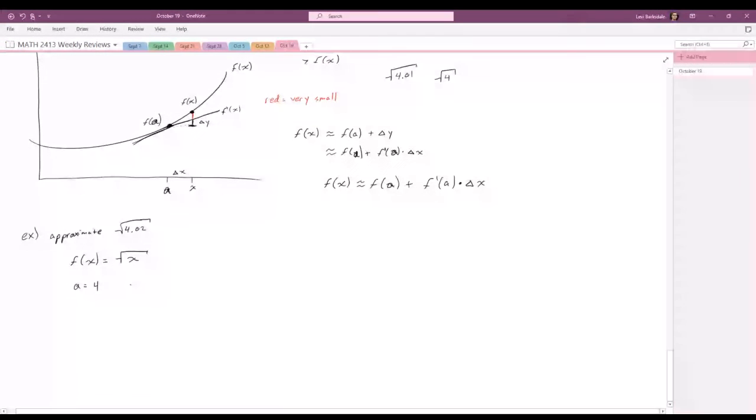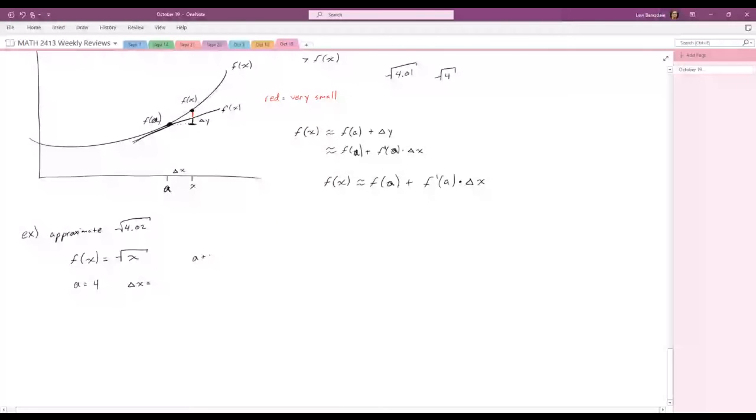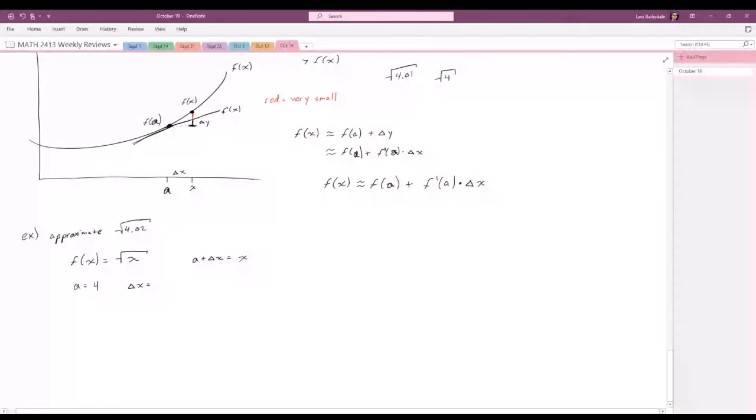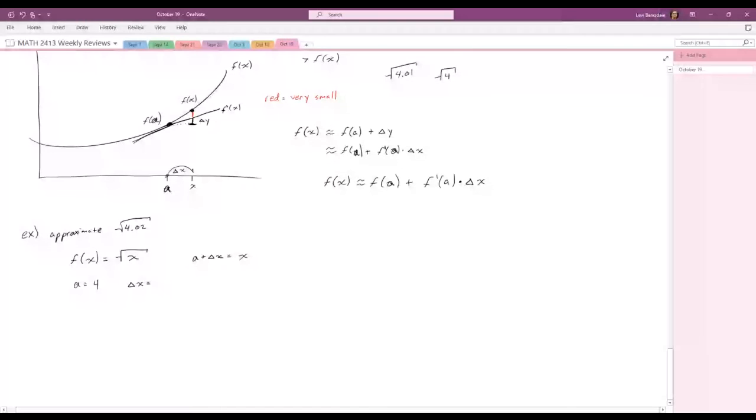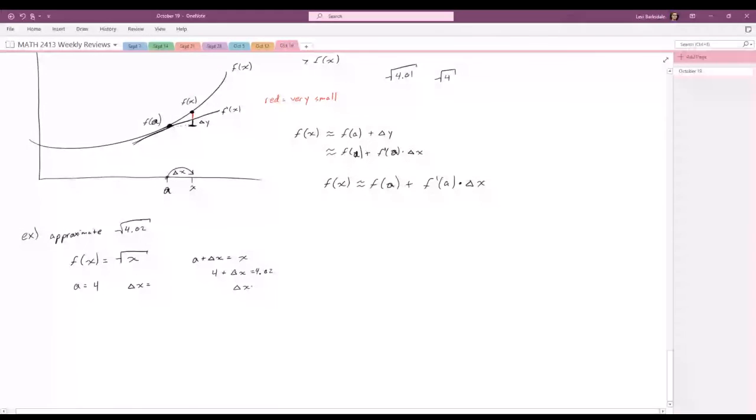And I also know that my a plus delta x is equal to exactly my x value. That's just looking at this picture here, right? I start at a, I want to go over by delta x, and I should end up at x. So if my a value is 4 and my x value is 4.02, I know that delta x should then be equal to 0.02.